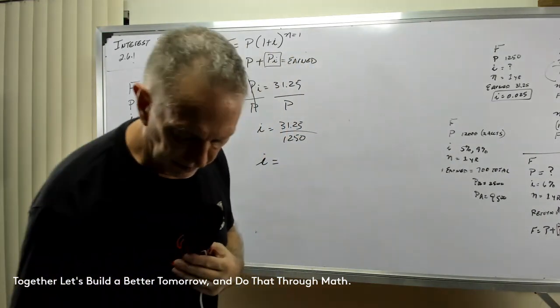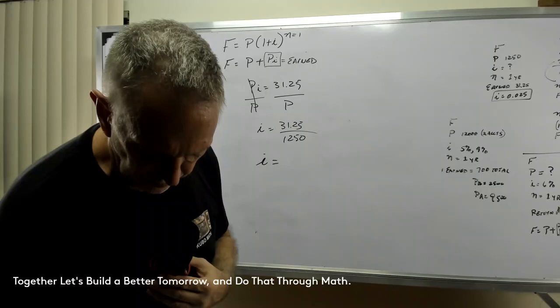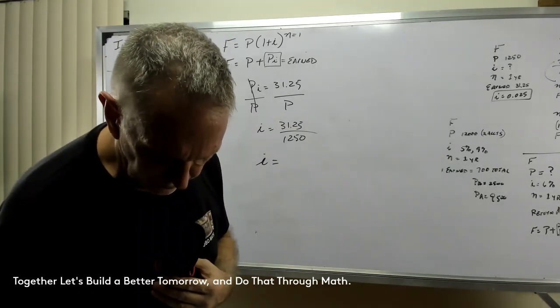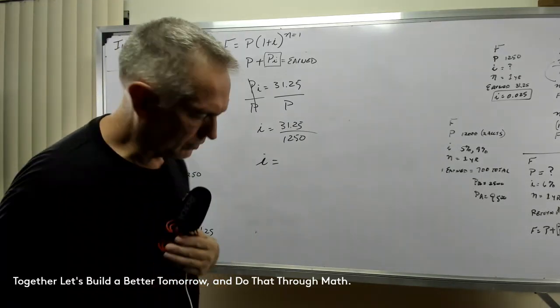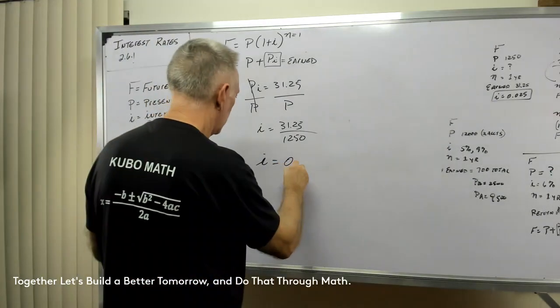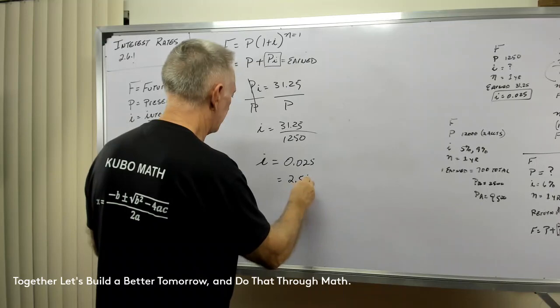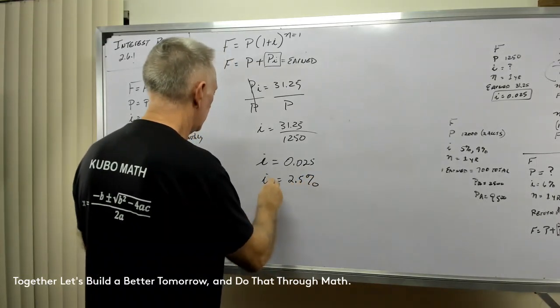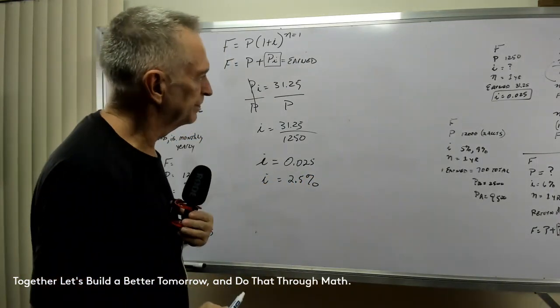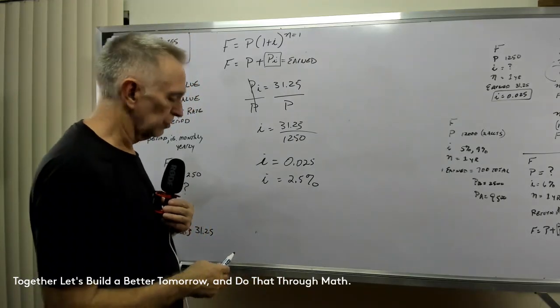So i equals $31.25, let me get my calculator here, $31.25 divided by $1,250, 0.025 or 2.5%. Not a very good investment. Okay, so 2.5%.